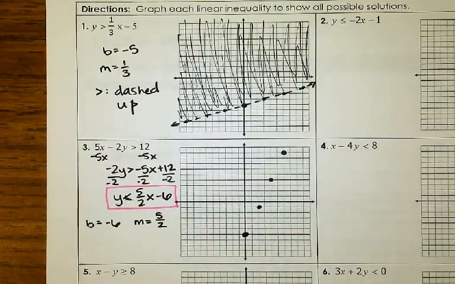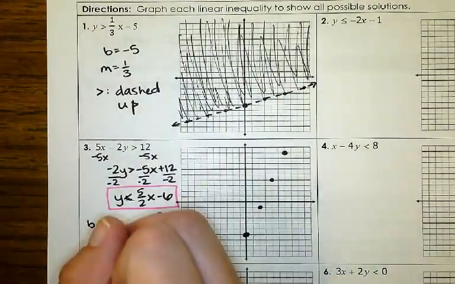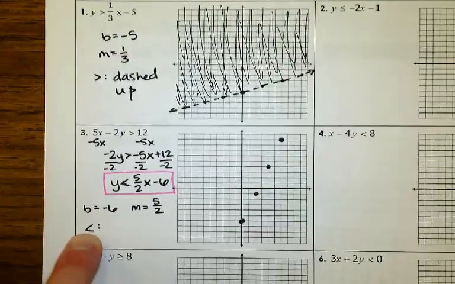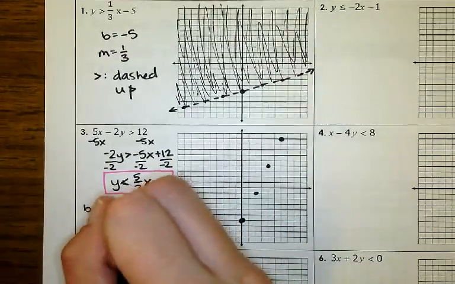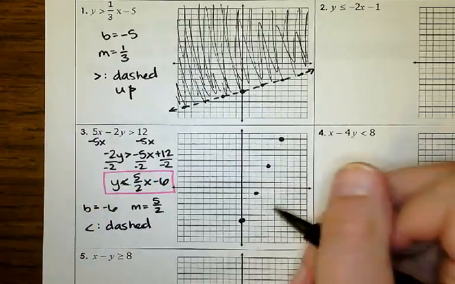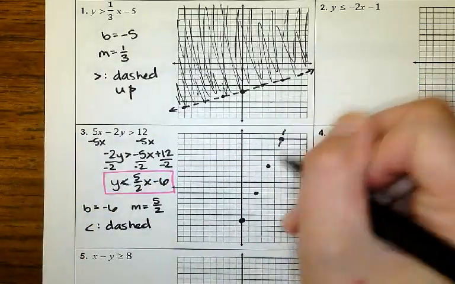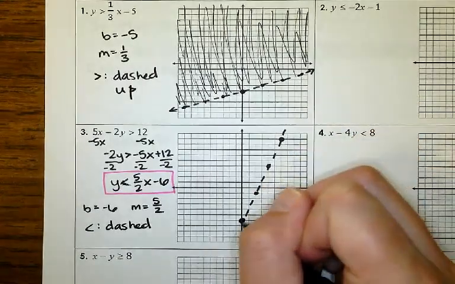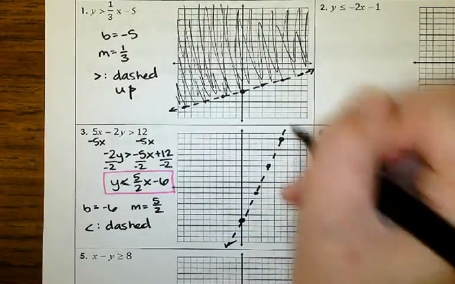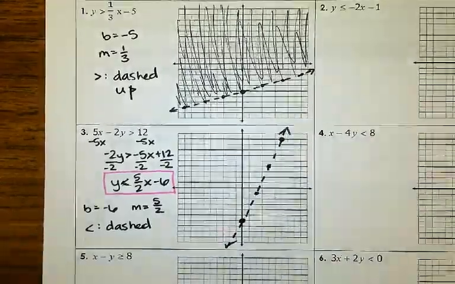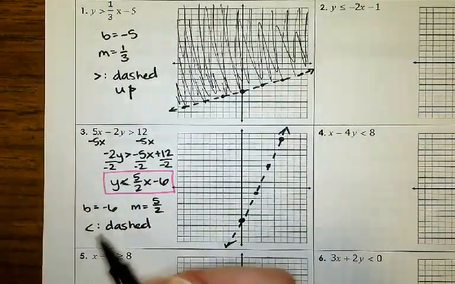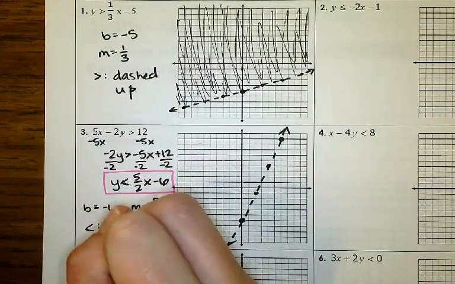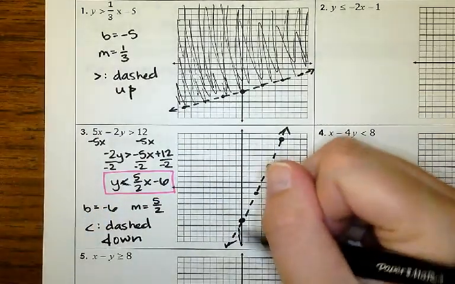So what kind of line are we going to graph? A dashed or a solid? Dashed, because it's not equal to. Okay? If it was equal to, it would be a solid. So this right here is a dashed line. Cool. And then is it going to shade up or down? We're going to shade down. So I'm going to shade underneath it. Do y'all feel good about that?